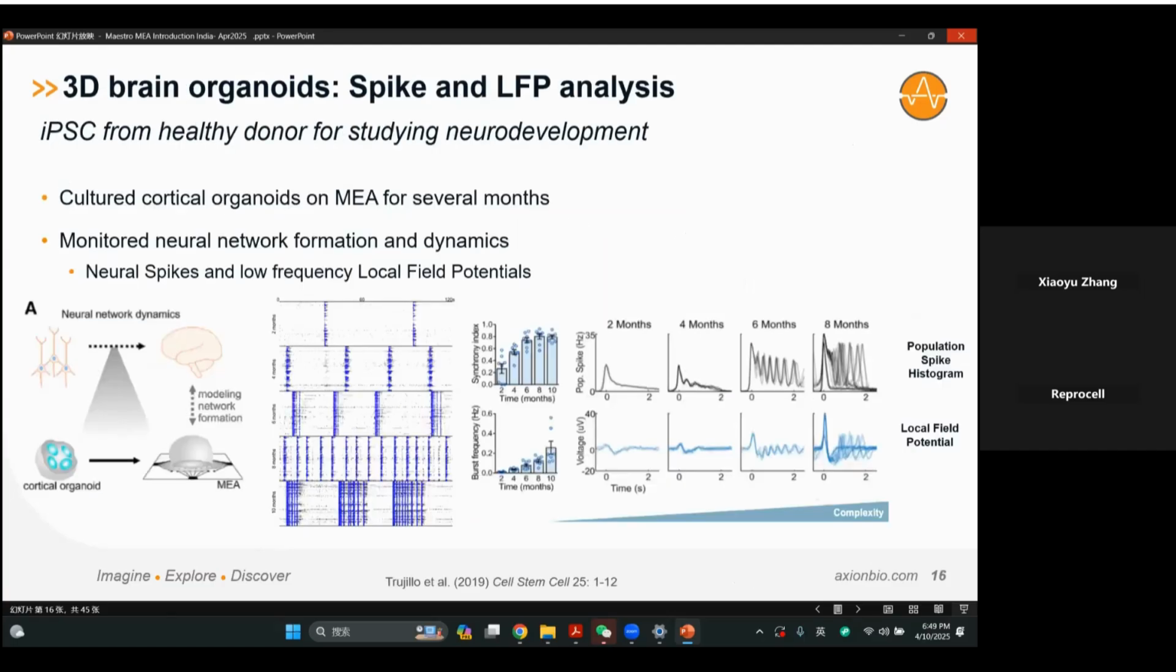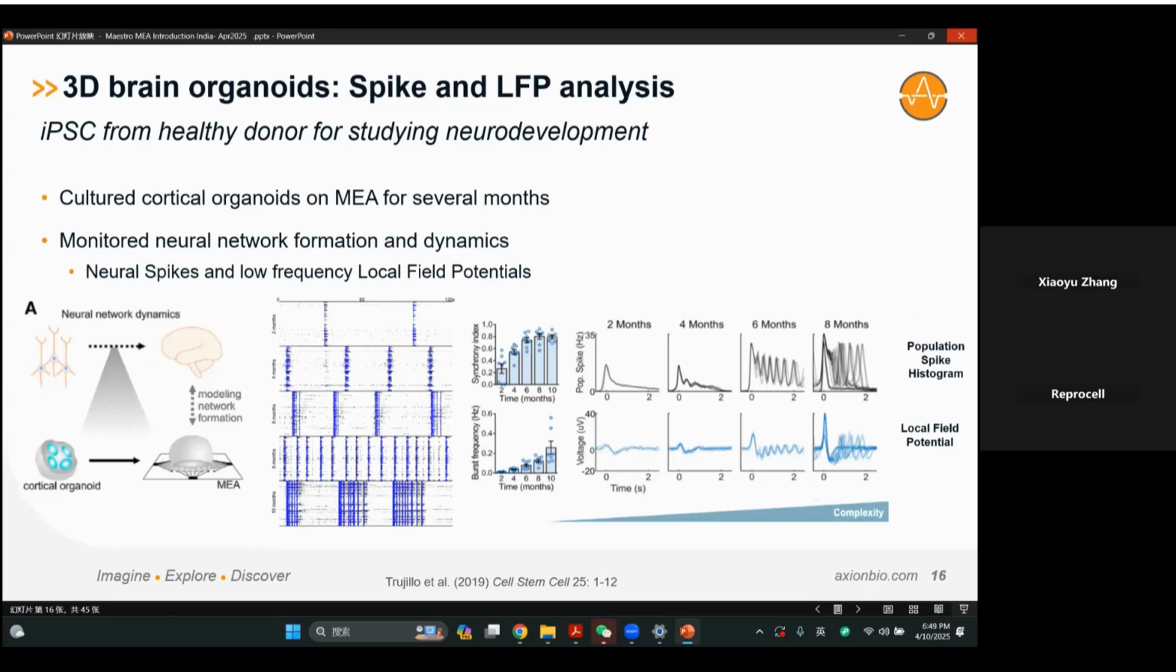Okay, besides 2D cells, lots of users also use MEA for brain organoid research. Since MEA is non-invasive and label-free, you can continuously monitor the activity from the same organoids for many months.